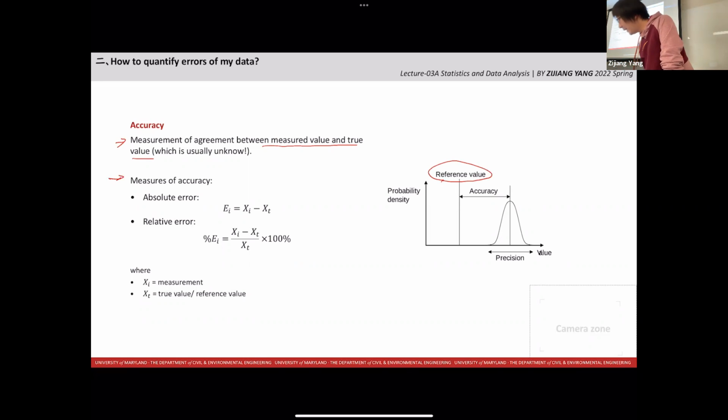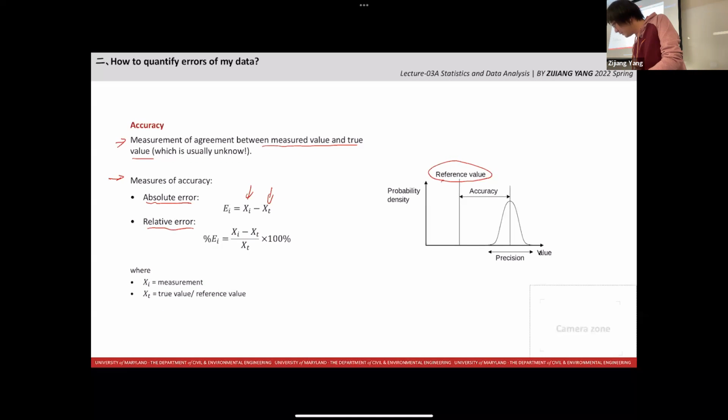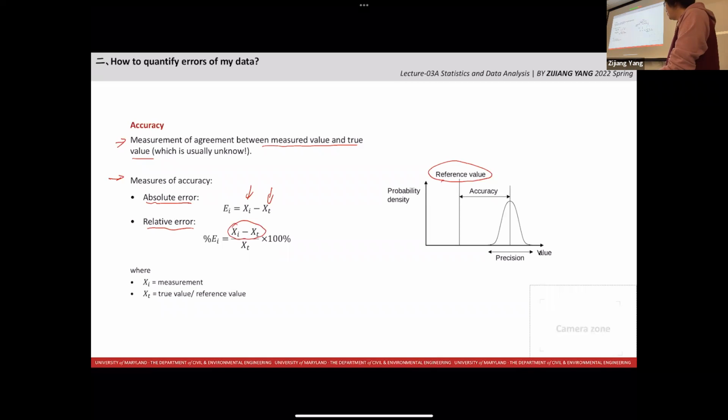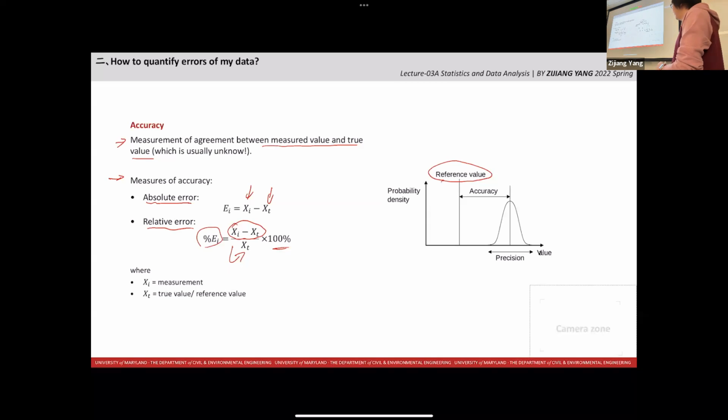And so we can have some quantities to quantify the accuracy. Sometimes we may use the absolute error, where we just take the measured value minus the reference value or the true value. We may also use the relative error, which is the absolute error divided by the true value or the reference value, times 100%.